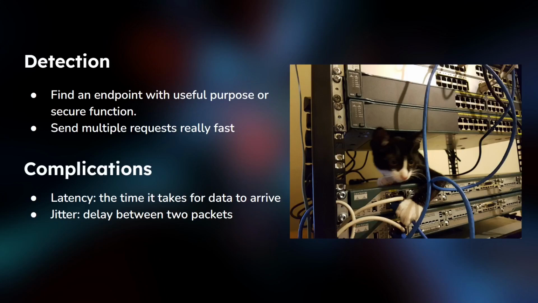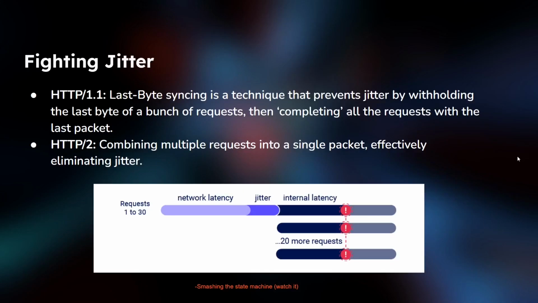And then the jitter is just the delay between two packets. So if I send two requests, one right after the other, and they're in different packets and they get processed at different times, once they've already arrived there, that's not something I'm in control of really. So now we can talk about fighting jitter. For HTTP 1.1, last byte synchronization is a technique that withholds the last byte of a group of requests and then sends a final packet that contains the last byte of each of those requests, so that they all get completed at the same time.